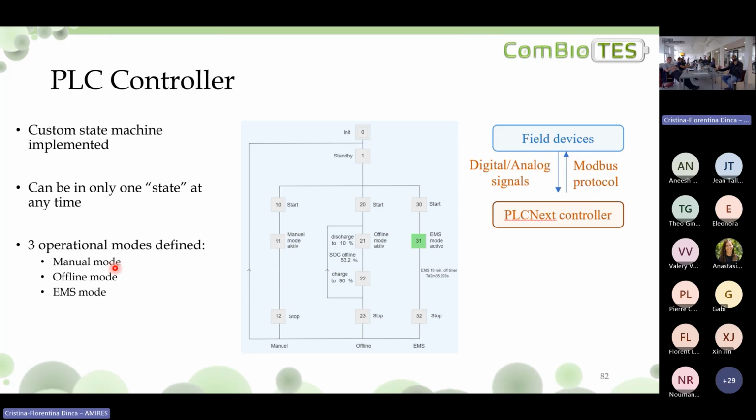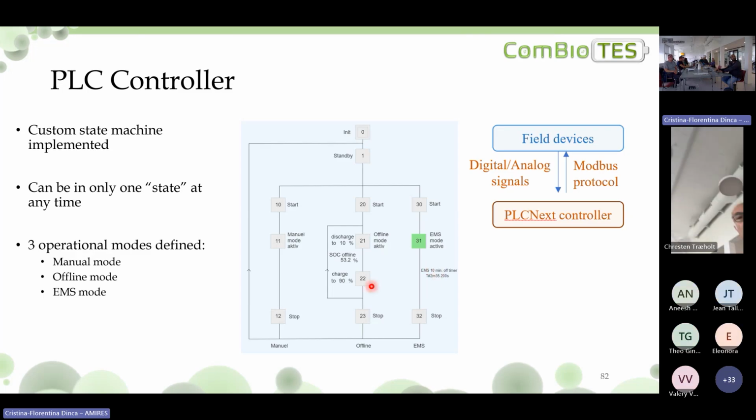So the operational modes are basically a manual mode, which allows the operator to directly control the operation of the device, an offline mode, which is meant to operate independently when there is no external communication or input, and an EMS mode, which is energy management system mode, where we are able to retrieve signals from external inputs and communicate and operate the device.